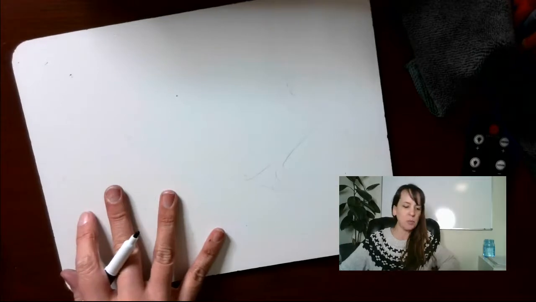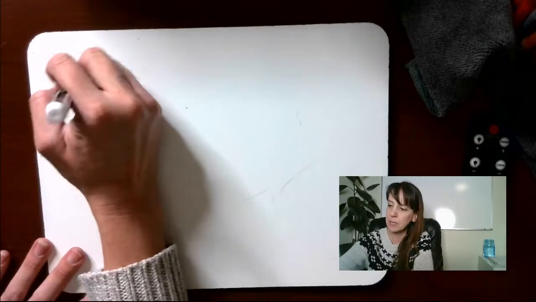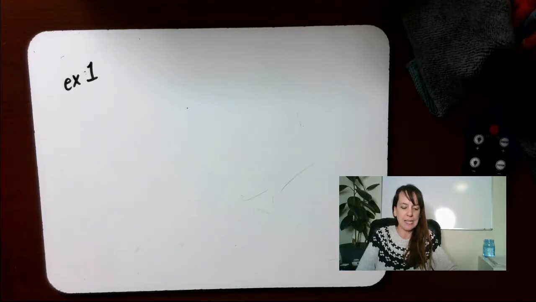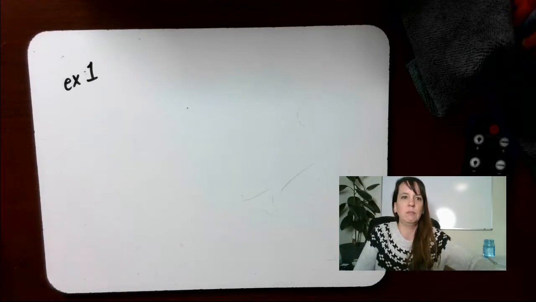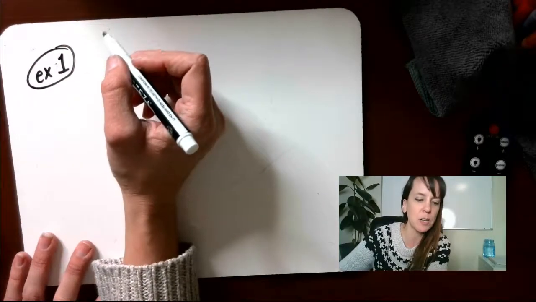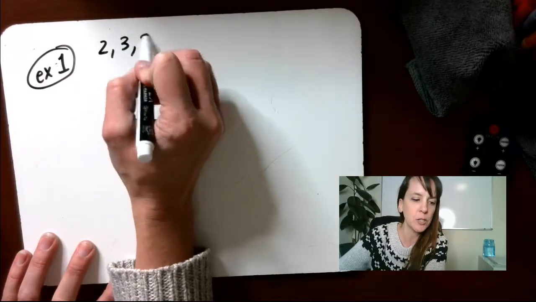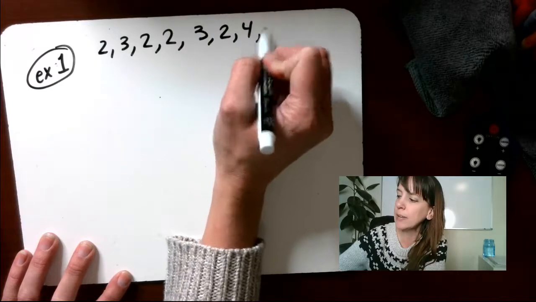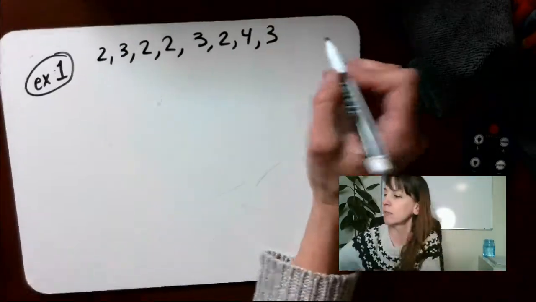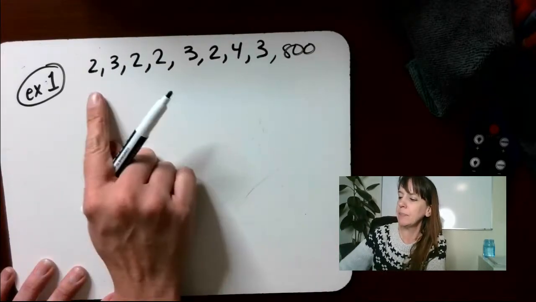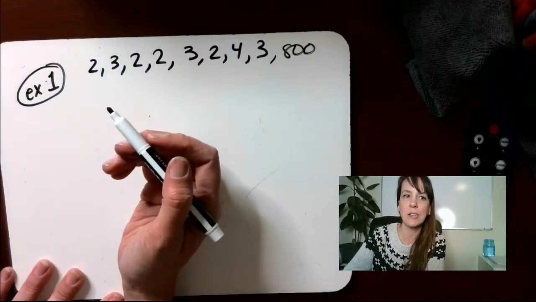So for example number 1, which I have on page 182. This says, a freight company receives a shipment of 8 cats and 1 cow. Their weights in pounds are 2, 3, 2, 2, 3, 2, 4, and 3. Oh, and then 800, because there was a stinking cow with the cats. So the idea is that we want to put these in order, right?